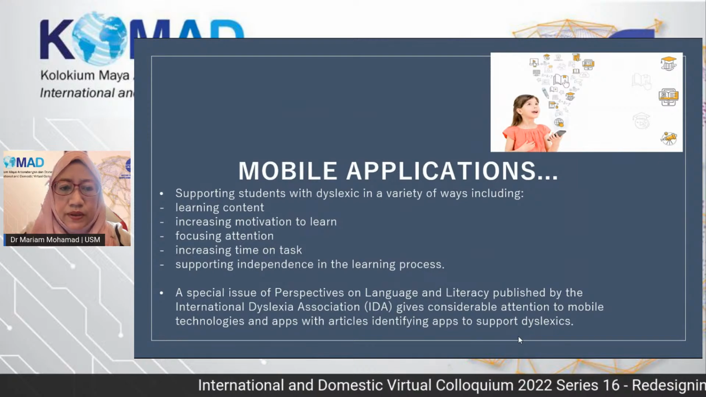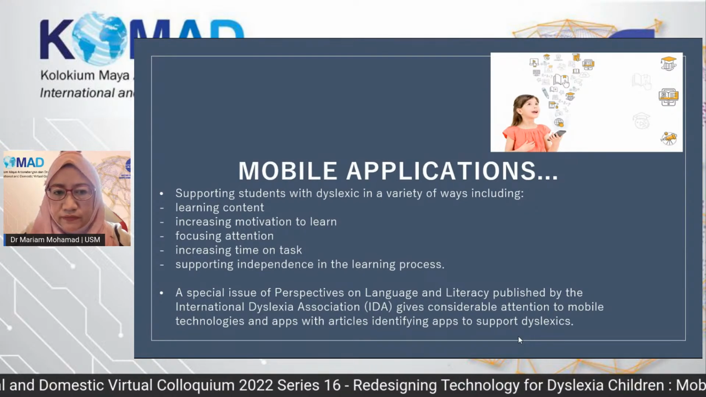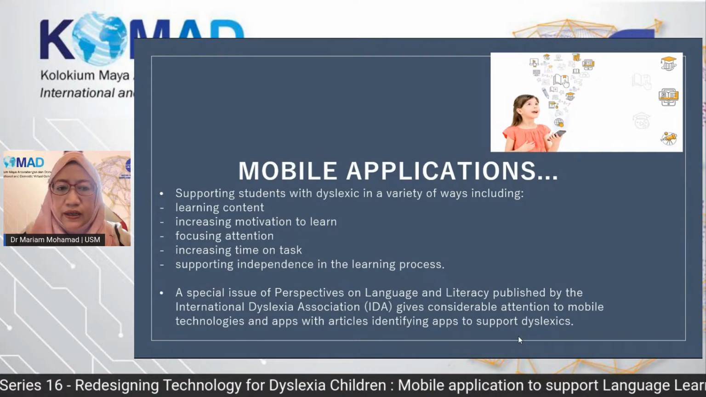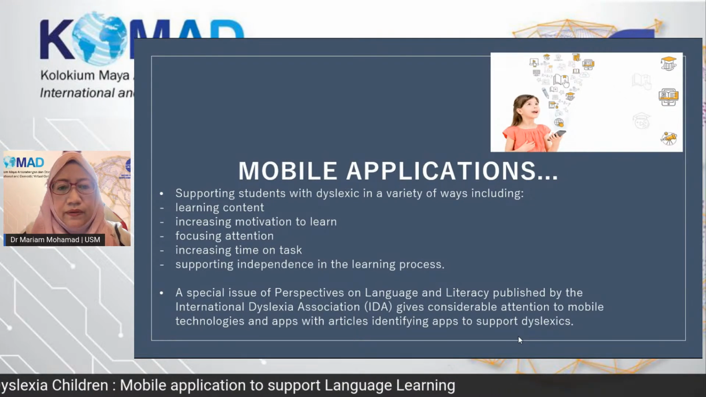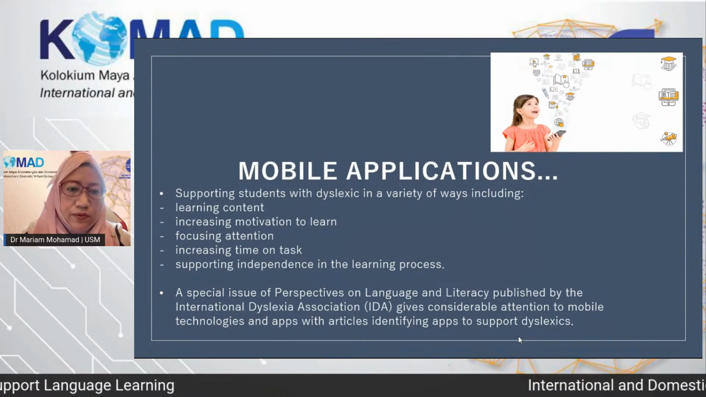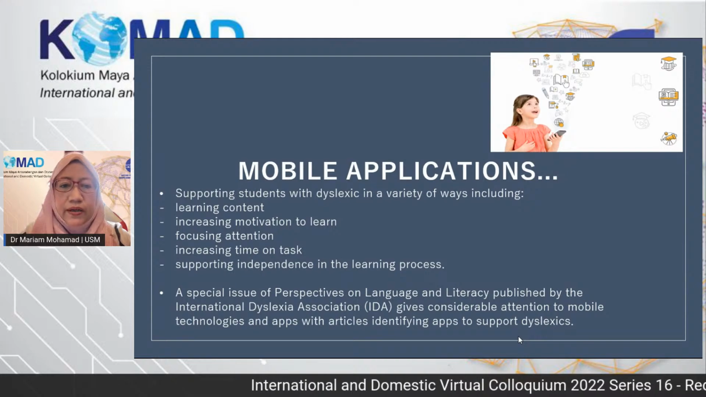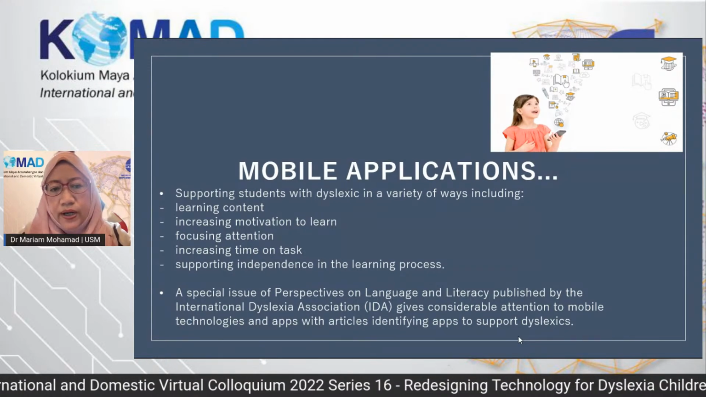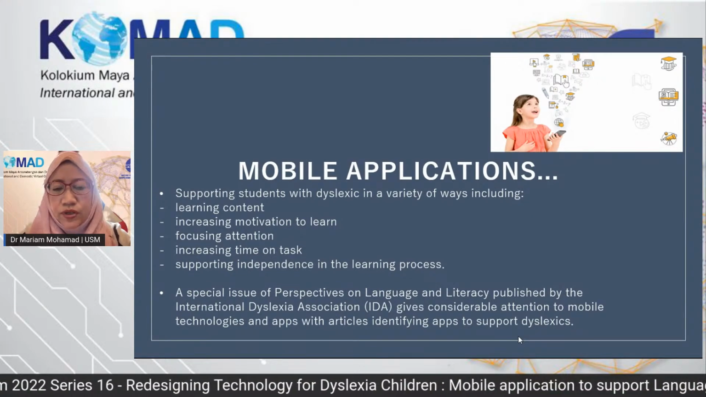For example, one is learning content, because nowadays there are many mobile apps that support various learning content in language, some in arts, and some also to help to learn maths and so on. So there are varieties of learning content available in mobile apps. And then increase motivation to learn. Why can mobile apps help dyslexic children to increase motivation?